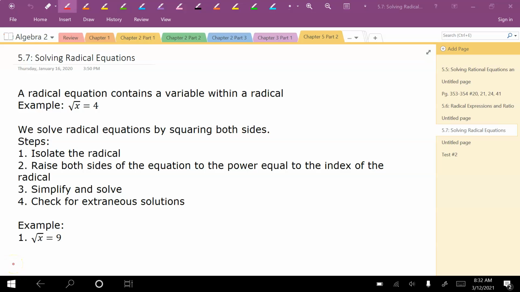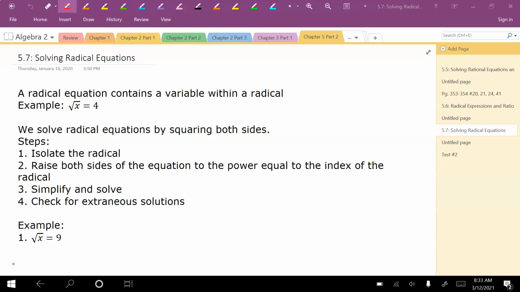For section 7, we're going to be talking about solving radical equations. So all of these are going to still have a root of some sort, whether it's a square root or cube root or something like that. And we're going to solve the equation now, which means that there's going to be an equal sign involved. And we're going to have to work to get the variable by itself.